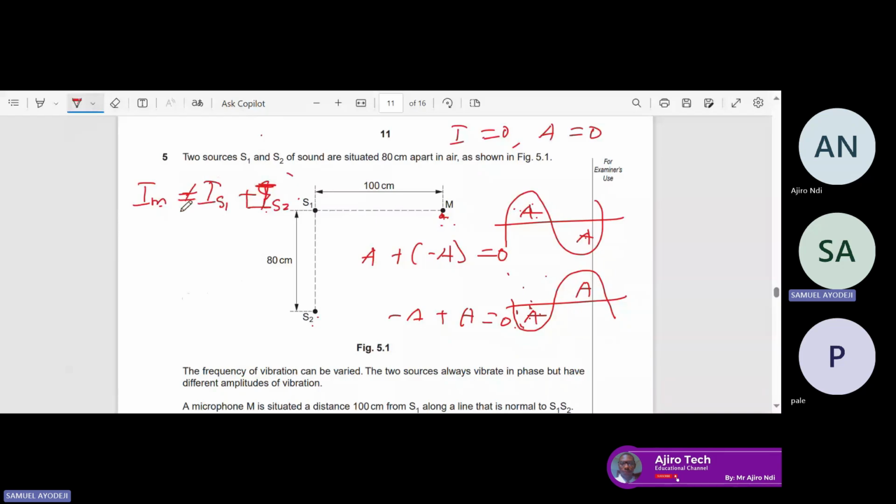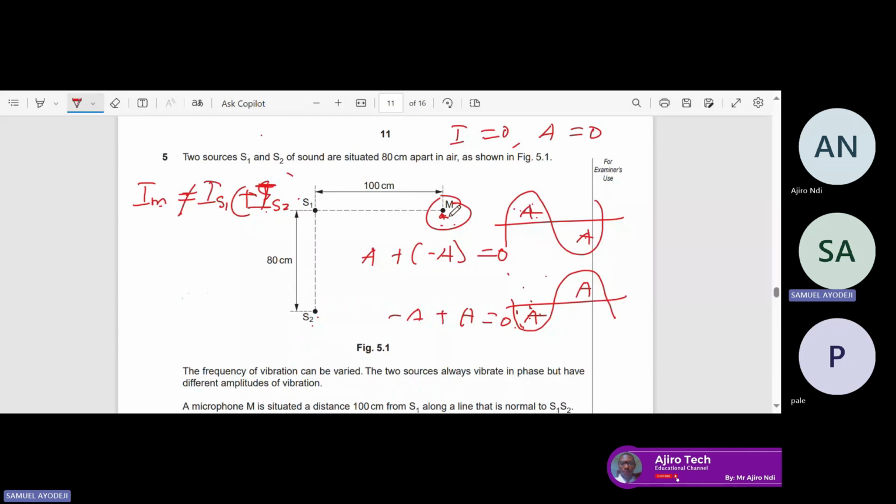I didn't write it like that. We don't have the intensity together. We only had amplitude together. Now, for the intensity at M, can you still hear me? Yes, sir. Okay. For intensity at M to be 0, it means that amplitude at M is also 0.